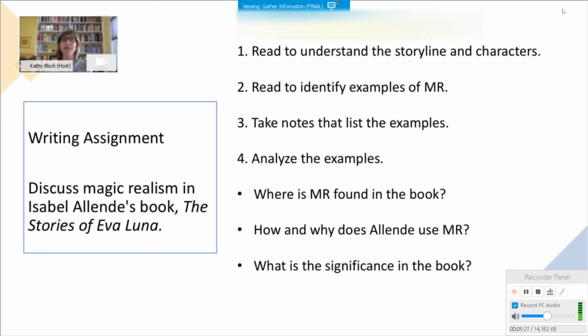As I read, I would take notes that list these examples. These notes would allow me to study or analyze the examples of magic realism all together, listed in one place. From there, I could begin to consider bigger questions like how and why does the author use magic realism? What is its significance? Moving from examples to questions of significance, I'm moving towards the argument for my paper. The process I just described for reading and note-taking accounts for both the length of my source and is based around the assignment question.